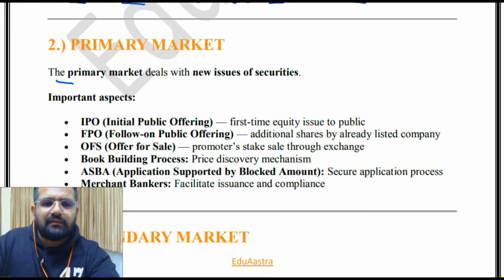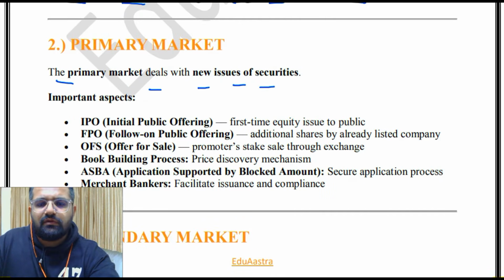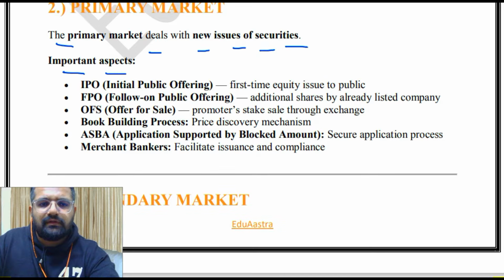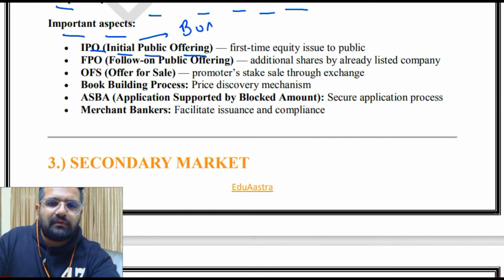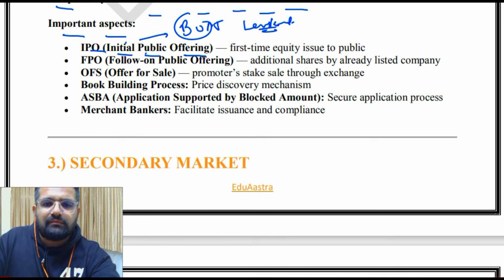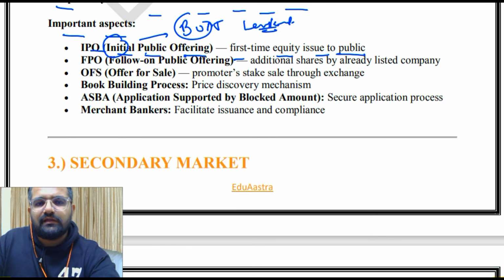Primary market, the primary market deals with new issues of securities. Important aspects: IPO, initial public offering. You must have heard it a lot of times, a little while ago Boat, and before that Lenskart was also talking about this. So all of that was initial public offering, first time equity issue to public. First time, that's why initial. Issue equity to whom? Public, normal people. So that's why initial public offering, first time equity issue to public.